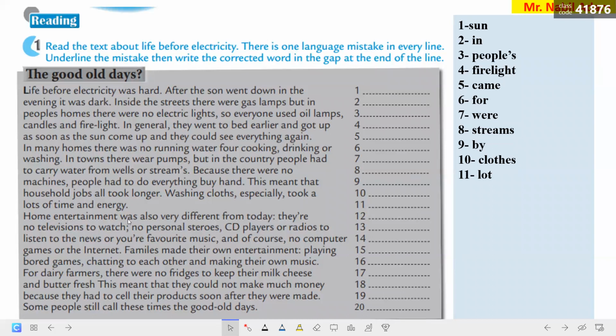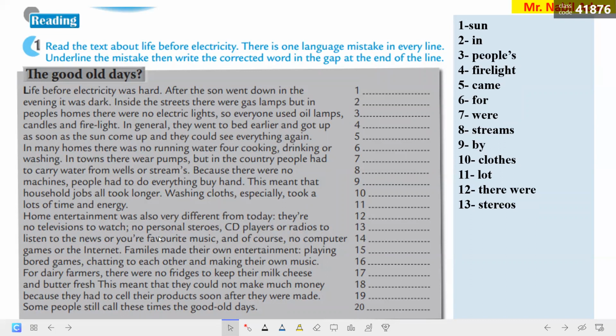Home entertainment was also very different from today. There were no TVs, because we are talking about the past. There were no televisions to watch, no personal stereo, CD players or radios to listen. How do I stereos? Stereos, that's right. No personal stereo, CD players or radios. So stereo, we add plural S without E.